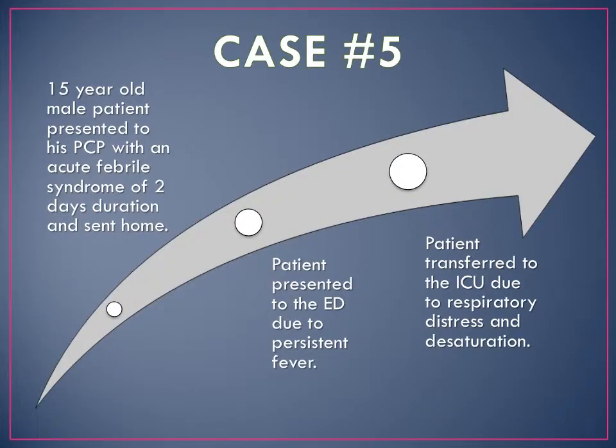Now on to case number 5. This is the case of a 15-year-old male patient who presented to his primary care physician with an acute febrile syndrome of 2 days duration. He was initially sent home and instructed to take Tylenol for his fever. However, due to persisting fever, he presented to the emergency department the next day. Subsequently, the patient was transferred to the ICU because of respiratory distress, and he also had low oxygen levels in the 85% range.